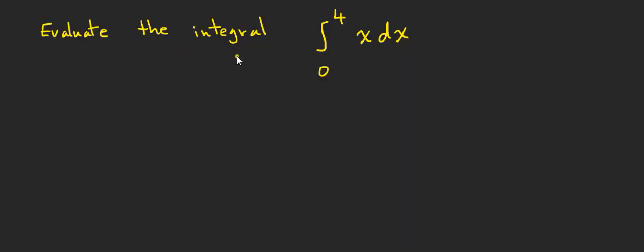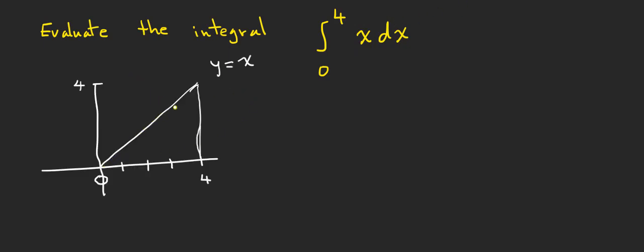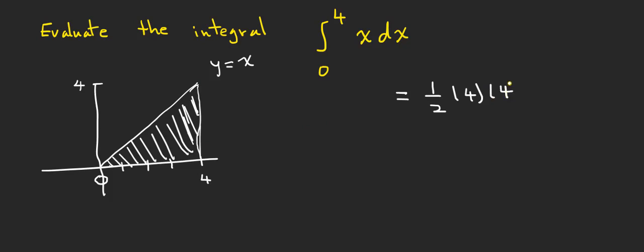So he says evaluate the integral of x from 0 to 4. So how can you evaluate this? Our f of x is x. So let's graph x from 0 to 4. So when you graph y equals x, this is what you get. And when you want to integrate x from 0 to 4, basically we're finding the area of this triangle. And what is the area of this triangle? It's going to be 1 over 2, the base, which is 4, times the height, which is also 4, and you get 8. So when we evaluate this integral, we get 8.